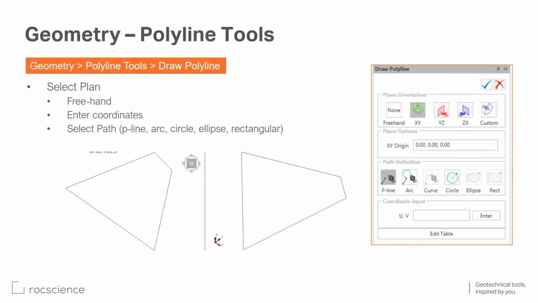The simplest way of creating geometry or models is by drawing polylines, two-dimensional polylines, and then using different tools to change the polylines to surfaces and volumes. You can use the draw polyline tools that we have in the RS3 software. We have different options, like using the freehand option to draw the polylines. You can import the point coordinates as a table, or you can input them in the software. And you can have different path definitions like arcs, curves, circles, and other cases.